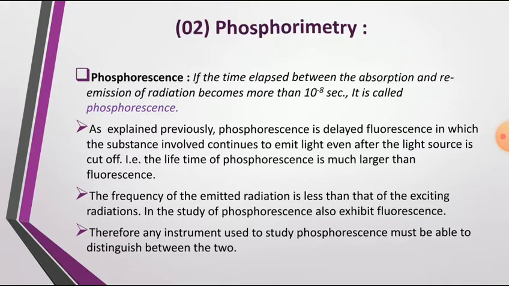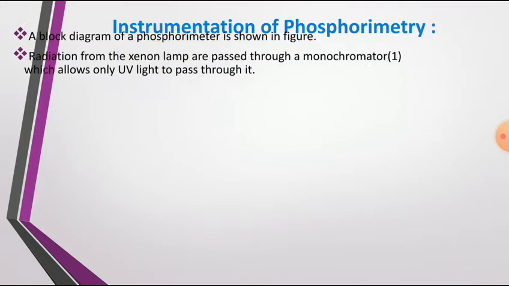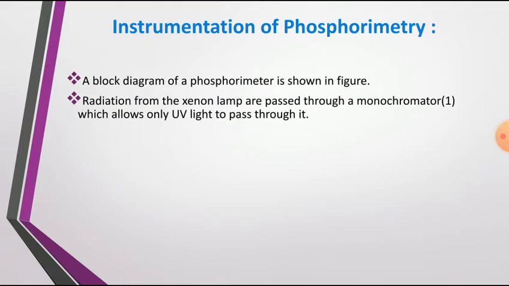Now we will see the instrumentation of phosphorimetry. First we will see the working of the phosphorimeter. The block diagram and schematic diagram I will show later. First we will see the theoretical working part.